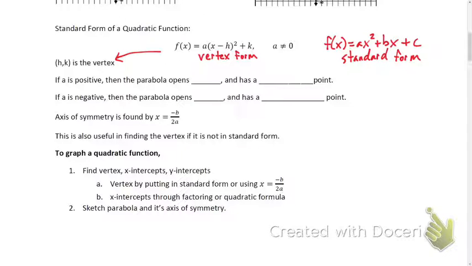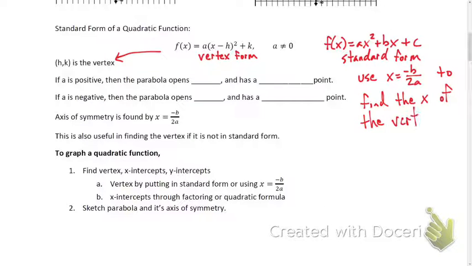So it's typed down there. We went over it on Thursday in that last video. We will use x equals negative b over 2a to find the x of the vertex. And then whatever we get, we'll plug back into the function and get y. So we'll practice that in this video.